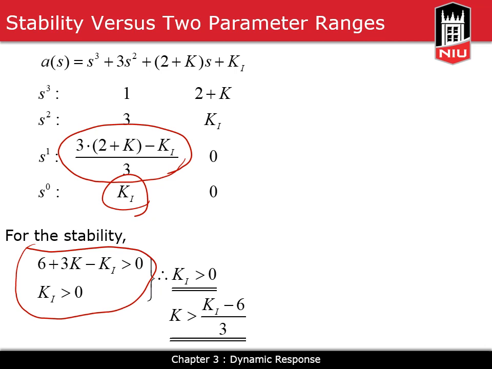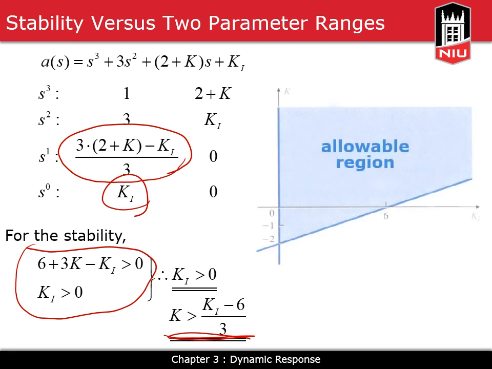For K, we can rewrite that first equation as K has to be greater than (Ki minus 6) divided by 3. That means we have two equations that have to be satisfied. For any given value of Ki, there is a specific minimum value for K depending on that Ki value. Another way to show this region is to draw the two lines that are obtained from these two inequalities.